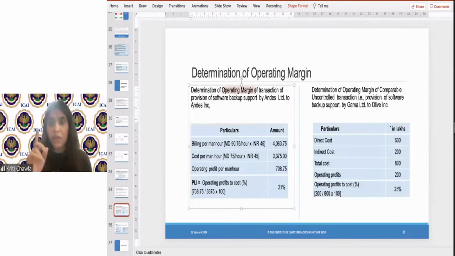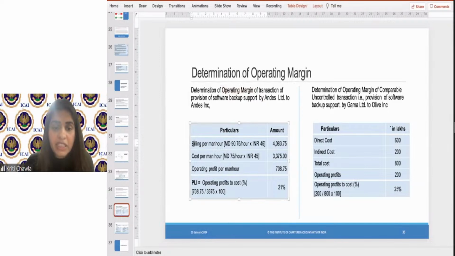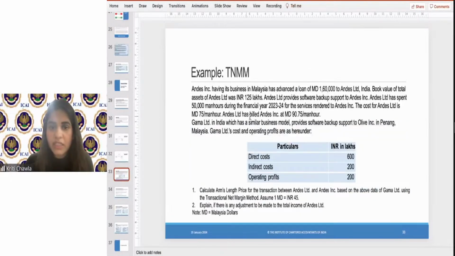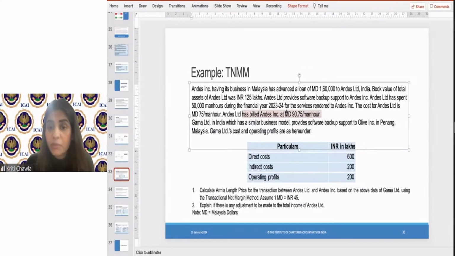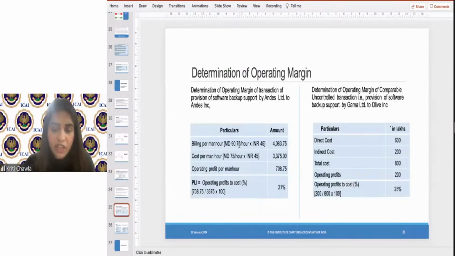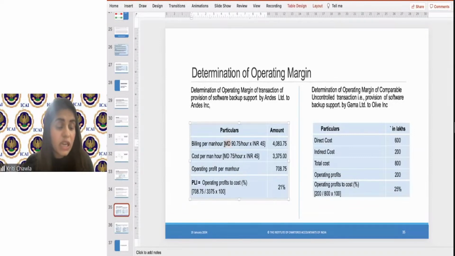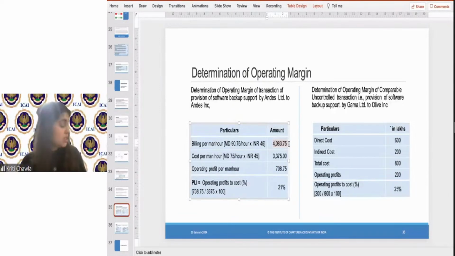So step one, let's see what is the operating profit margin of our related party transaction. Our selling price is billing per man hour. Our selling price is 90.75. It was there in the question that we are billing them at 90.75. But don't forget to make this conversion. Don't make this silly mistake. So the selling price is 90.75, but because this is Malaysian dollars and we need everything in INR, we multiply it by 45.